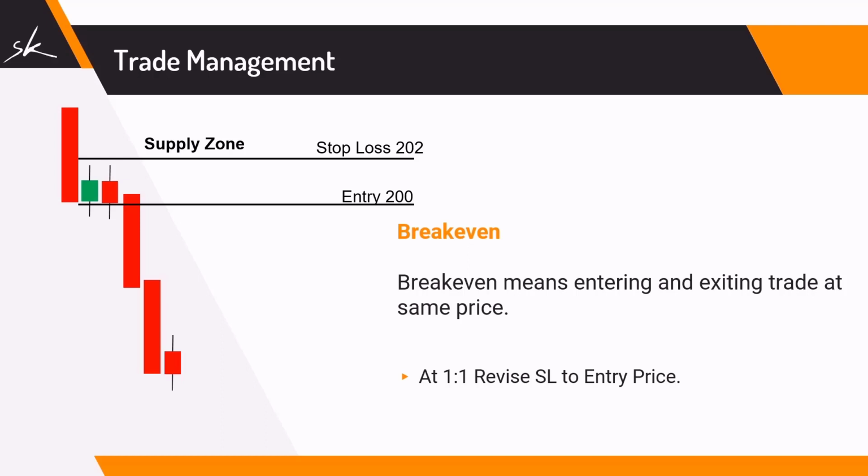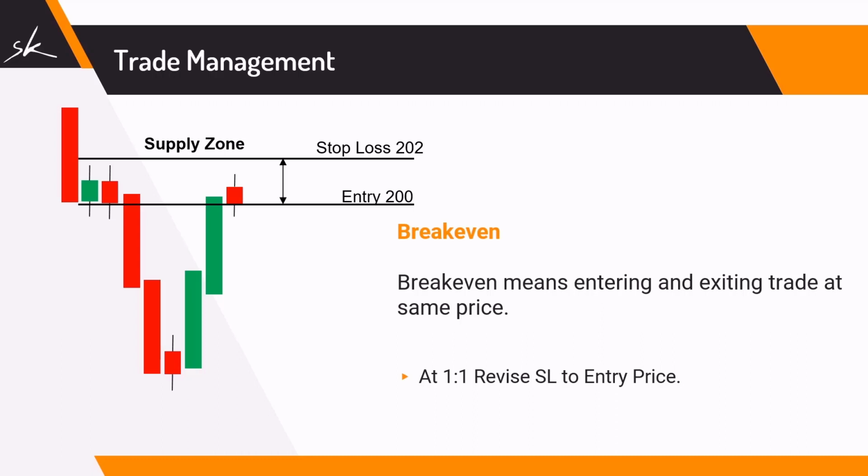Let's look at an example of trade management using a supply zone. In this trade, entry price is 200 and stop loss is 202. We are waiting for price to come back to the supply zone. Once the price retraces to the supply zone, we will be entering the trade at 200. Our stop loss is at 202. Therefore, we are taking a risk of 2 rupees on this trade.